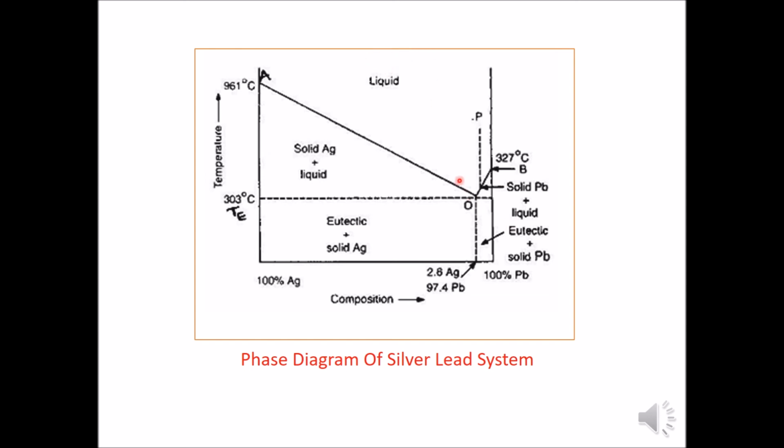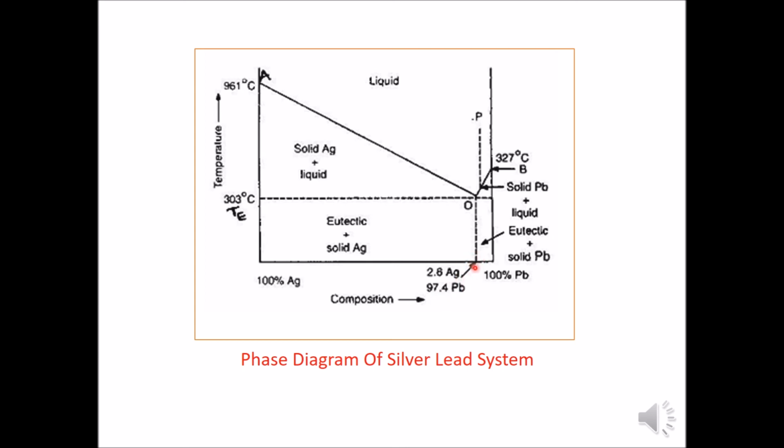And below this temperature, in two compartments you can see. So in this compartment, lead compartment, eutectic liquid plus solid lead will be present, and here eutectic liquid mixture plus solid silver is present. And at eutectic point, the composition of mixture is 2.6% silver and 97.4% lead. This is the composition of eutectic mixture.